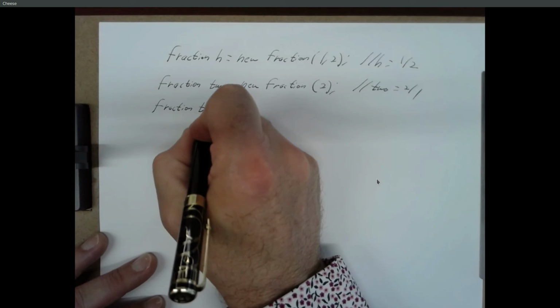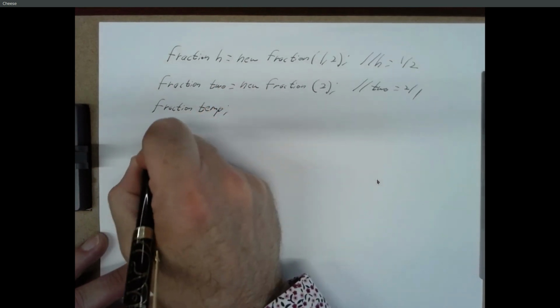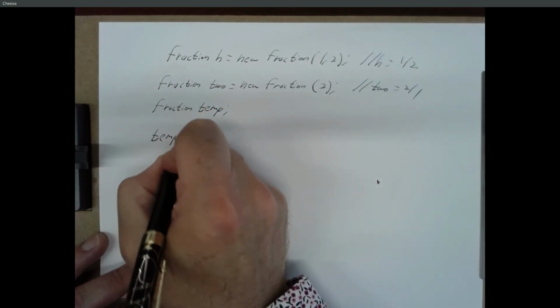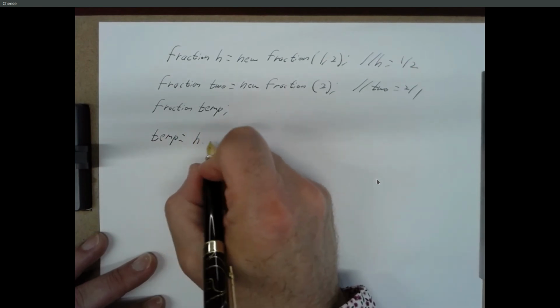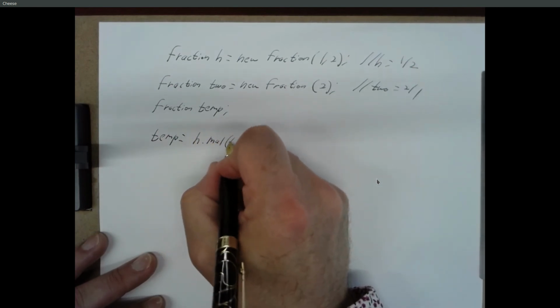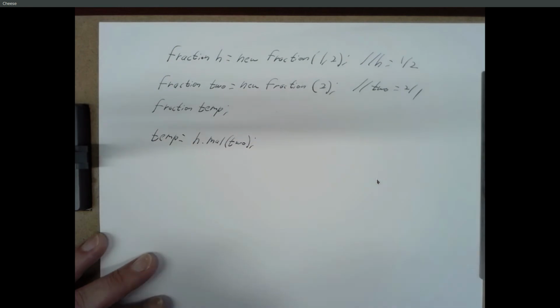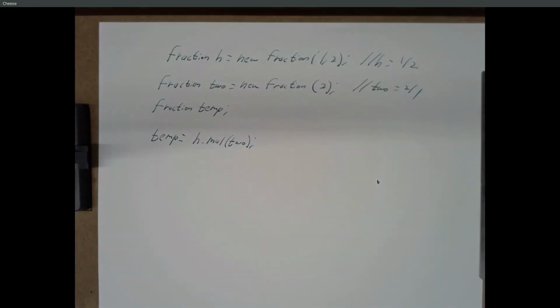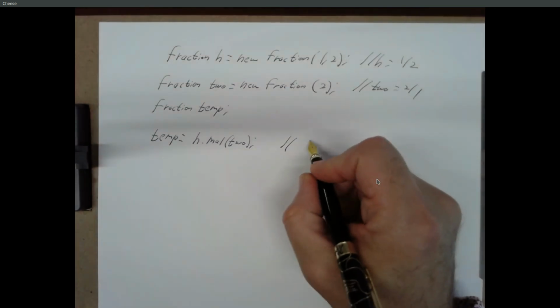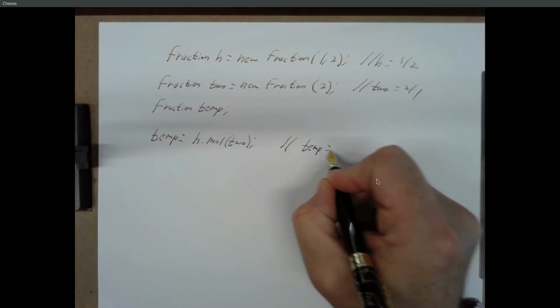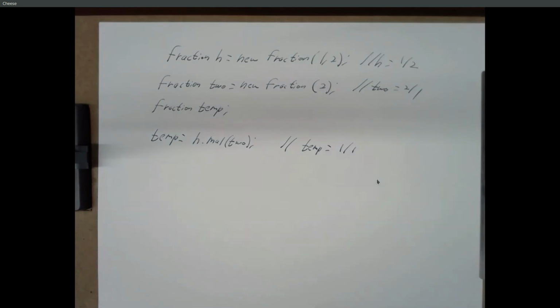And I'm going to make a fraction temp. So I can say something like h dot multiply by 2. That should take whatever the fraction h is and multiply it by whatever the fraction 2 is. Well, h is 1/2 and 2 is 2, and if I multiply those I should get 1 over 1. So when I finish this, temp should be equal to something with a numerator and a denominator both equal to 1.